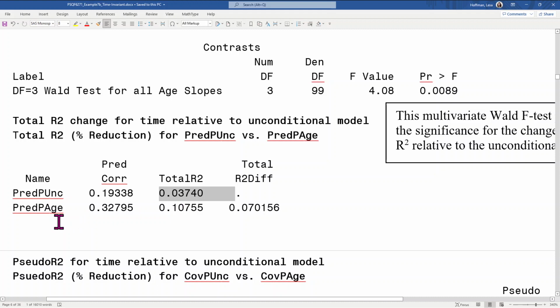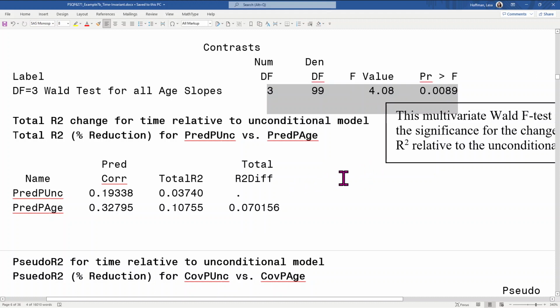After adding in these 3 age slopes, the outcome that is predicted by the model fixed effects is correlated with the real outcome by 0.33. Squaring that number gives me this number. The difference between my total R-square before versus after is right here. So putting all of that together, 7% of all of the variation in response time across persons and occasions has been explained by these 3 age slopes. That 7% increase in my total R-square is indeed significant as indicated by this F-test.